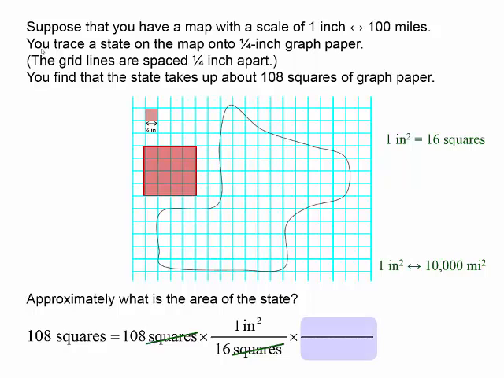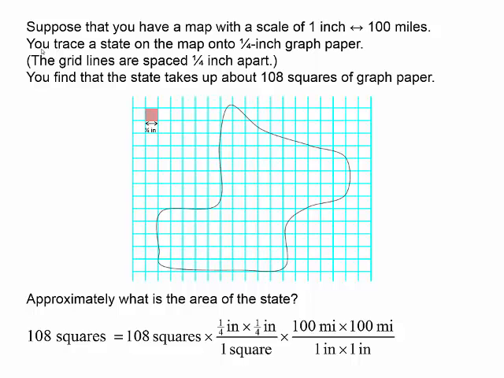Now, what is the second conversion factor we should use? We now want to convert inch square into mile square. So what do you think we should write on the numerator and what should we write on the denominator? We should use this conversion factor, because 1 inch square represents 10,000 miles square. If we cancel the inch square, we are left with miles square for the units. Multiplying 108 by 1 over 16 by 10,000 over 1 will give you 67,500 miles square.